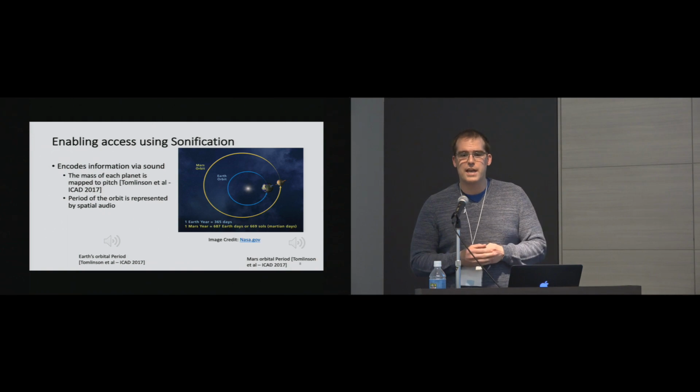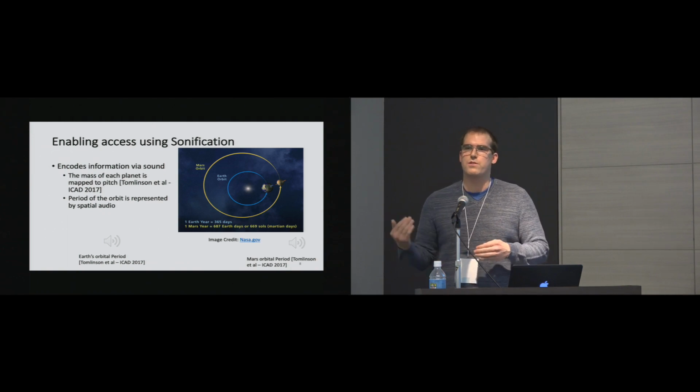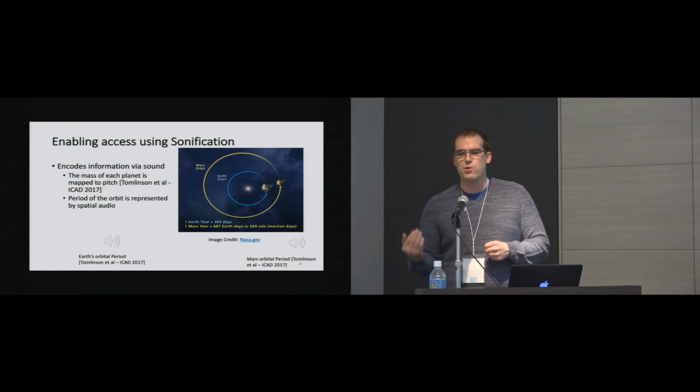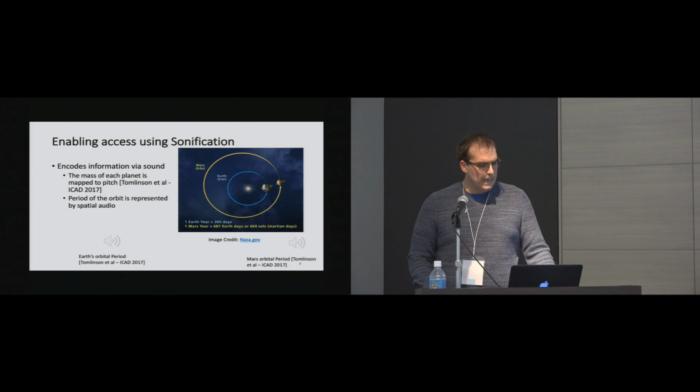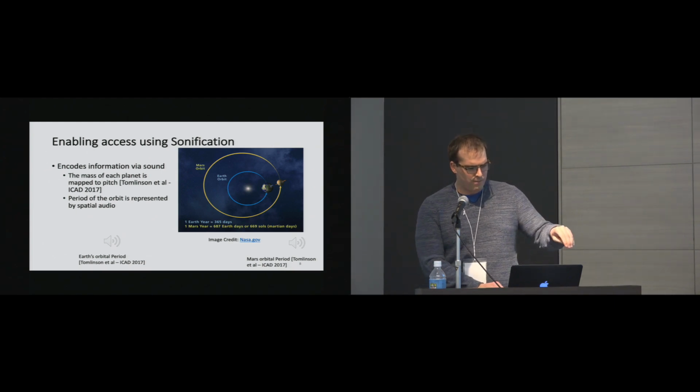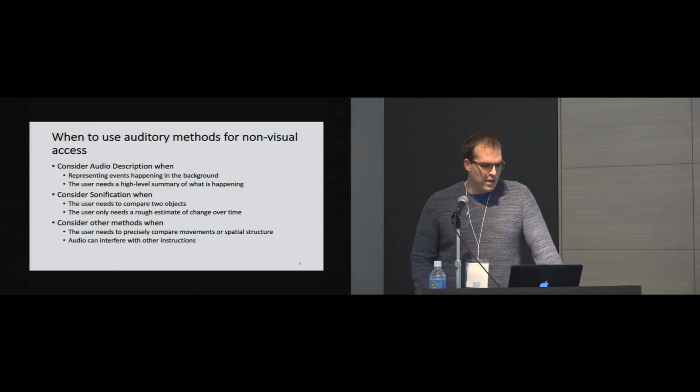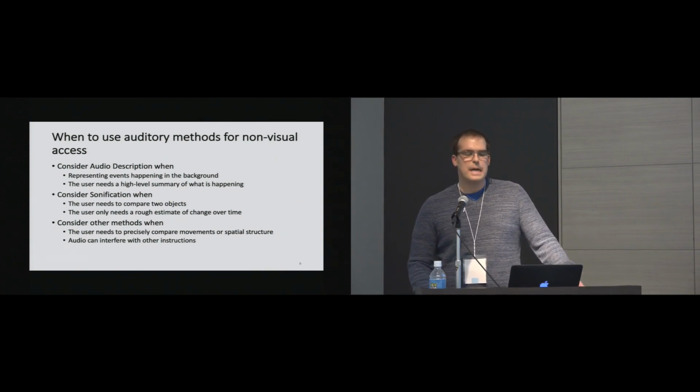But we're also gaining access to the orbital period here, which is something that's changing over time. You'll notice that this audio is circular, which is representing basically the orbit and its duration. The actual tempo of the tone is representing the movement speed as well. So it's important to consider when to use auditory methods for non-visual access.